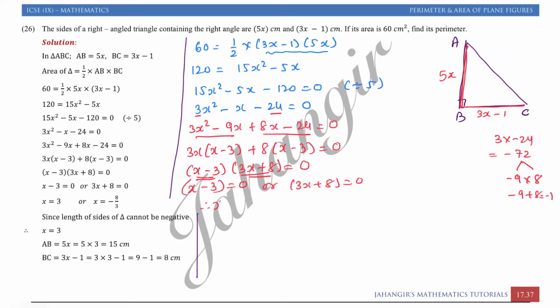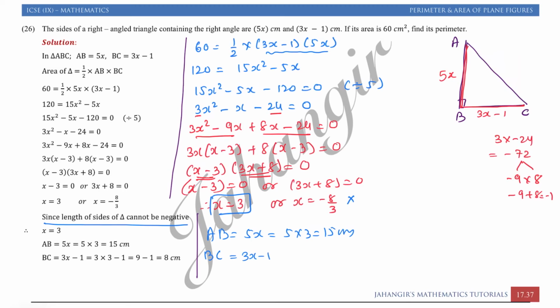So therefore x will become 3, because minus 3 you can shift to the other side, or you can write x is equal to minus 8 by 3. But sides are never negative, so this is not considered. You have to mention this, since length of the sides cannot be negative. X is 3. So we can find AB. AB is equal to 5x, that is 5 into 3, 15 centimeter. BC is 3x minus 1, that is 3 into 3 minus 1, which is 9 minus 1, 8 centimeter.